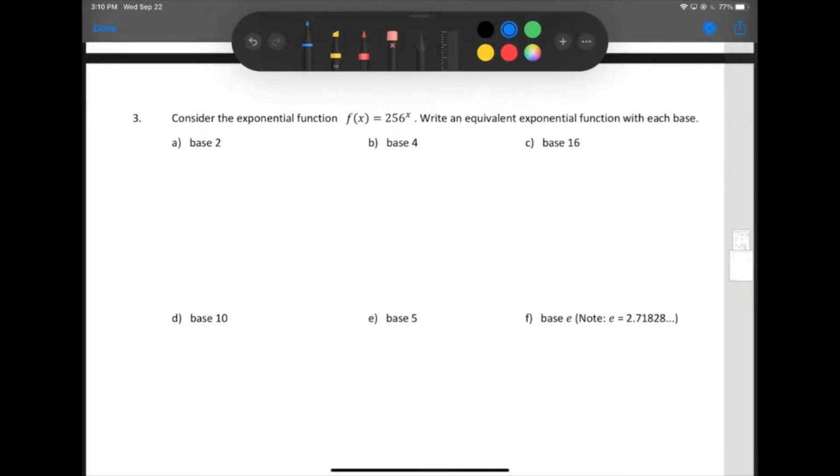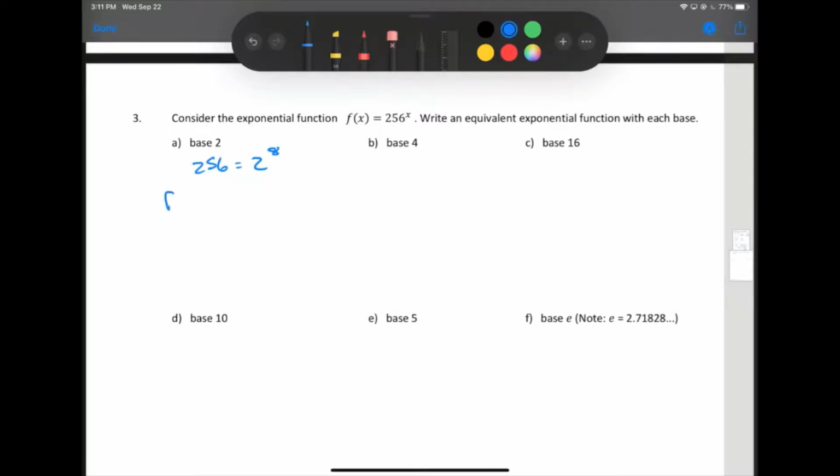For question 3, we have an exponential function, f of x equals 256 to the exponent x. Write an equivalent exponential function with each base. Okay, well, we can figure out fairly quickly that 256 is equal to 2 to the power of, this is where I literally pull out my fingers and say 2, 4, 8, 16, 32, 64, 128, 256, and it's 2 to the 8.